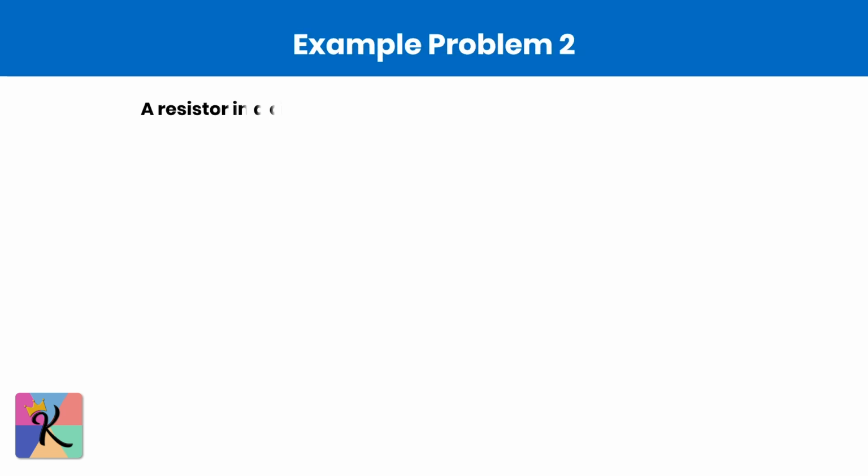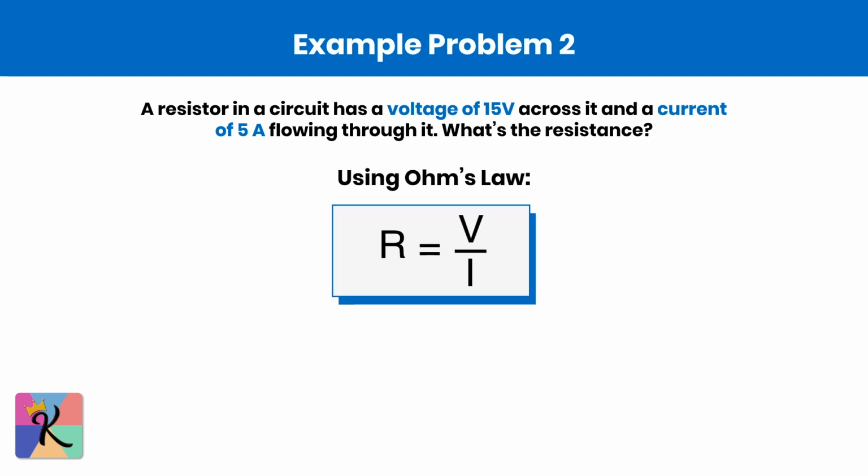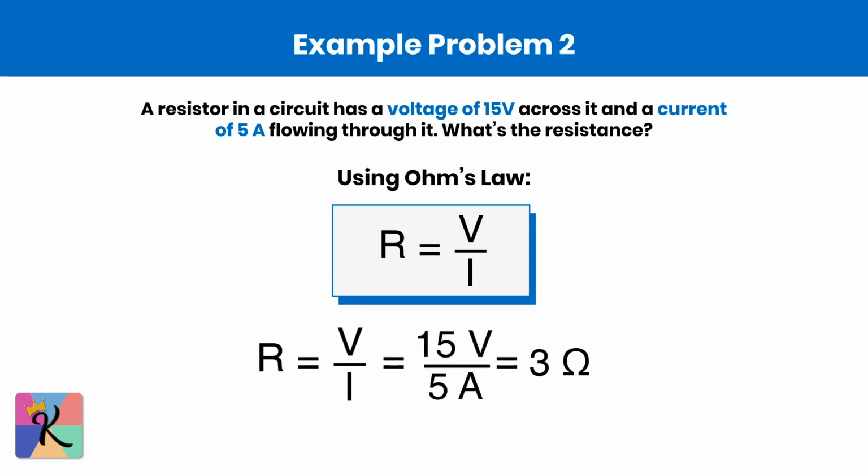Another example, a resistor has a voltage of 15 volts across it and a current of 5 amperes. What's the resistance? Using Ohm's law, R equals V divided by I. Substituting the values, R equals 15 volts divided by 5 amperes, which equals 3 ohms.